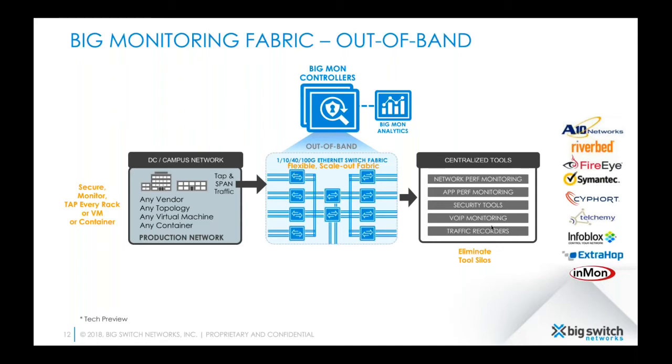So what you see right now should be fairly straightforward. What we've talked about on the left-hand side is the production, right-hand side is the tool, and in the center is a scalable fabric of open Ethernet switches managed by a controller. The key point here is this fabric is scale out. That means you can start with one switch, add another switch, and build the fabric as you need.